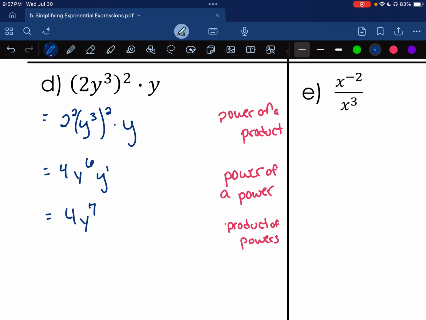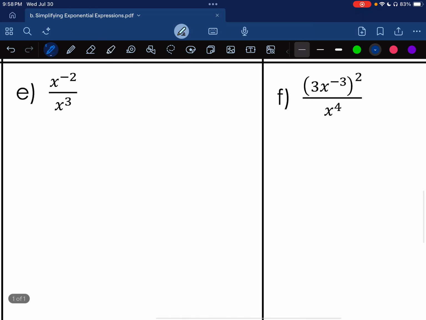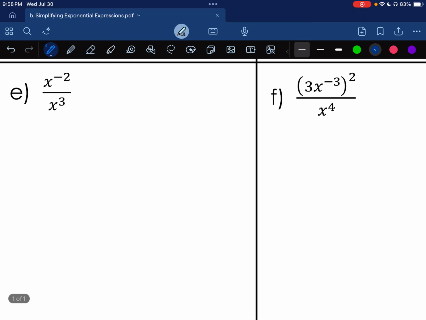We get x to the negative second over x cubed. I'm going to start by subtracting those using the quotient of powers. So x to the negative 2 minus 3, which gives me x to the negative 5th. And because it's a negative exponent, we can't have that. So we take the reciprocal and we'll have 1 over x to the 5th.